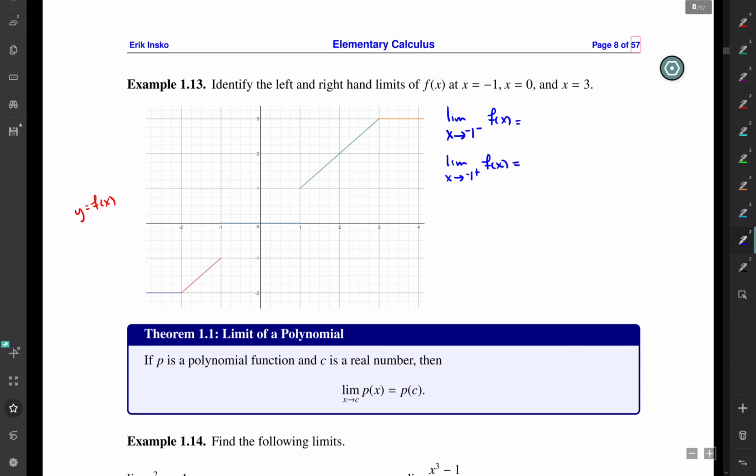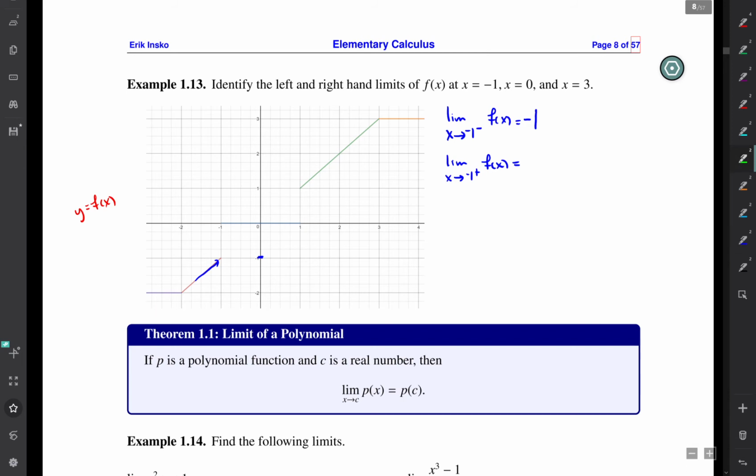Okay, so again, the superscript minus means the left-hand limit as x approaches -1, and the superscript plus means the right-hand limit as x approaches -1. So as x approaches -1 from the left, when I'm looking at this curve, the only part of the graph that's between or to the left of -1 is right here, and you can see that the y values are approaching -1, so that tells me the left-hand limit is -1.